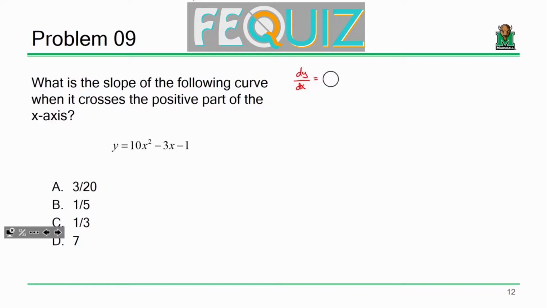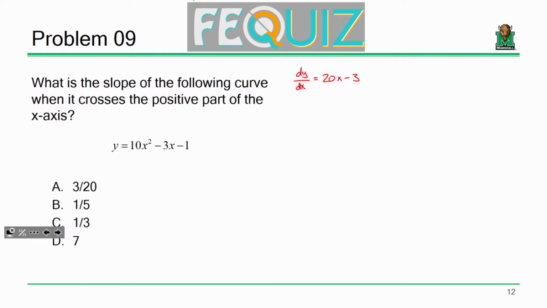Oh, not 2x. So whenever we figure out what the value of x is, we just plug it in there, and then we're good, right? So what's the value of x? Well, we need to figure out where it crosses the positive part of the y-axis. Let's ignore that positive part for a second.